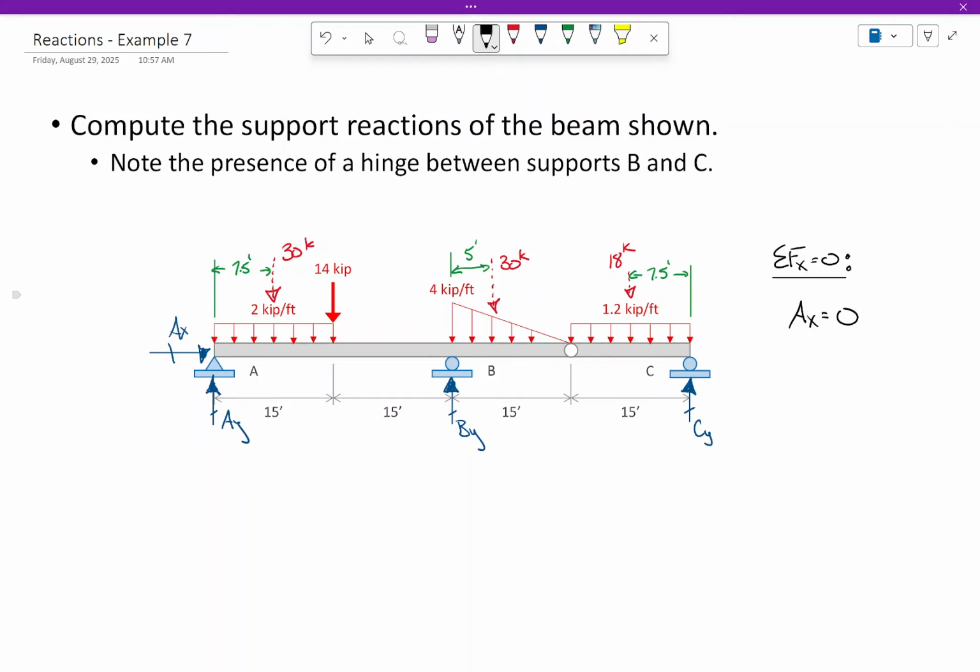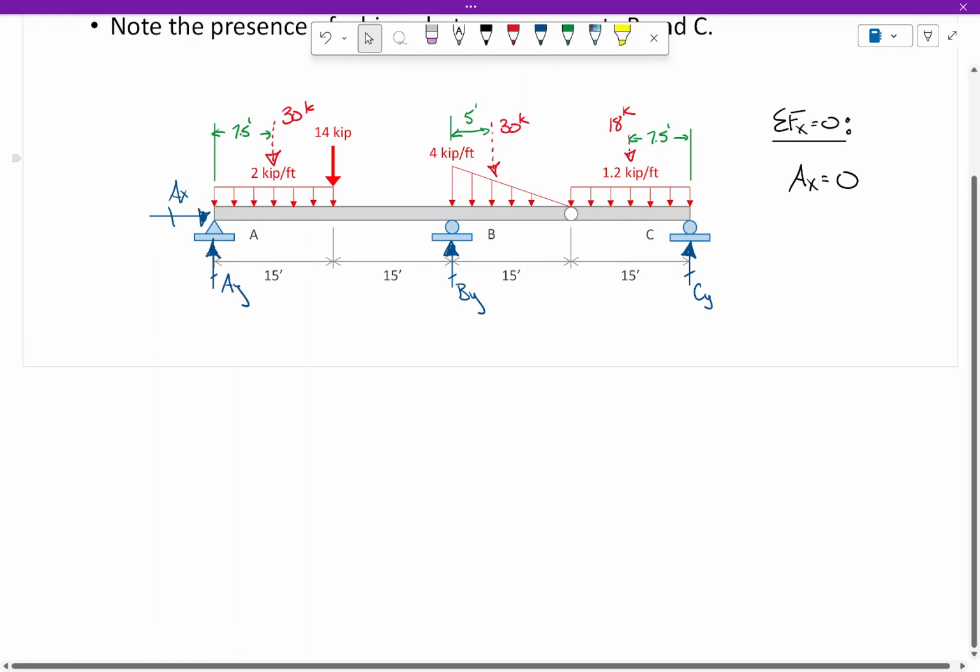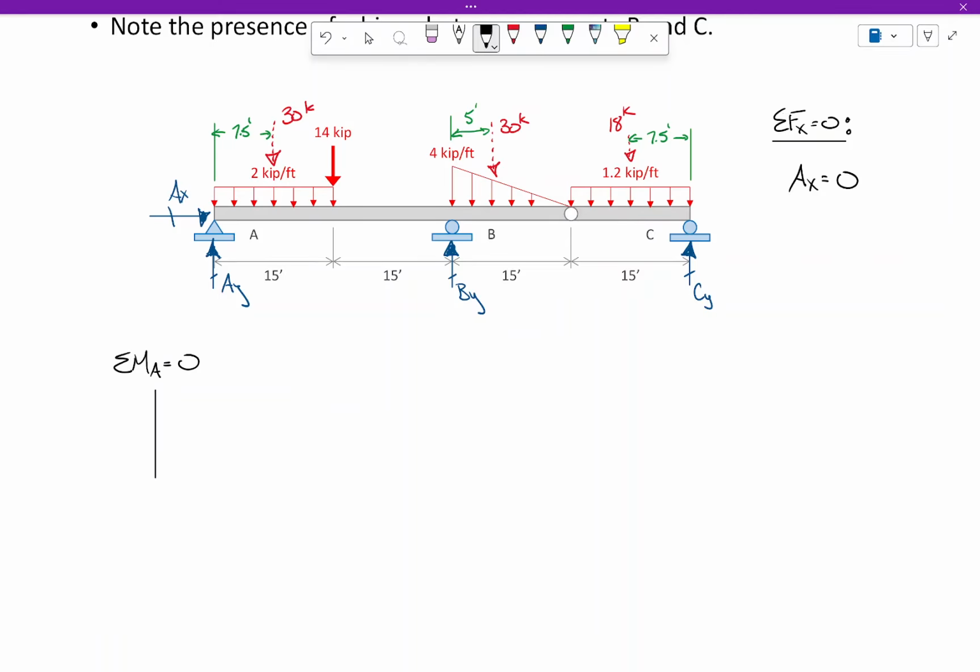Now, I'm already feeling a little uneasy because this is not like the normal problems that we've done. We've got too many unknowns, but let's just do what we've been doing, okay? So maybe what we'll do is sum moments about A. Let's sum moments about A and let's see what we get, okay? All right, sum moments about A.